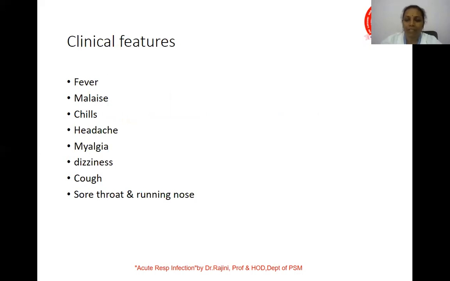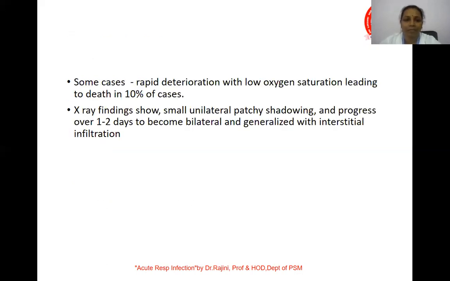So what are the clinical features? After acquiring the infection, the patient can have fever, malaise, chills, headache, nausea, dizziness, cough, sore throat, and runny nose. This is very common in all acute respiratory infections, so you might have fever, body pain, chills, headache, myalgia, dizziness, cough, sore throat, and runny nose. All respiratory infections will present with similar clinical features. In some cases, there is rapid deterioration with low oxygen saturation, leading to death in 10% of cases.